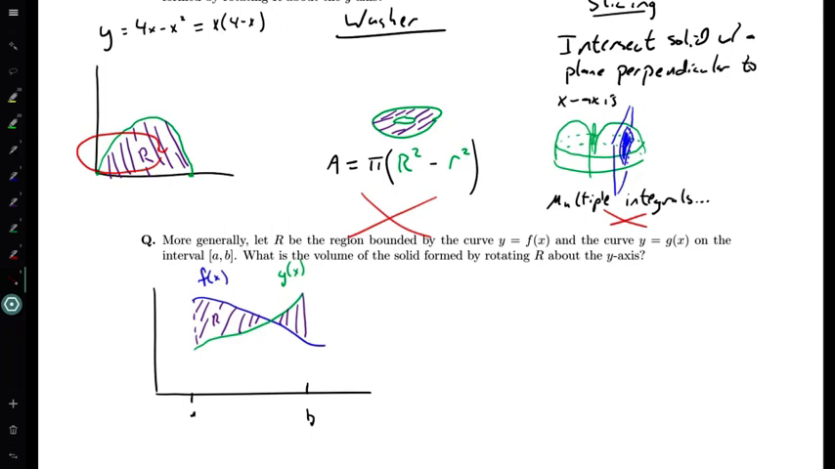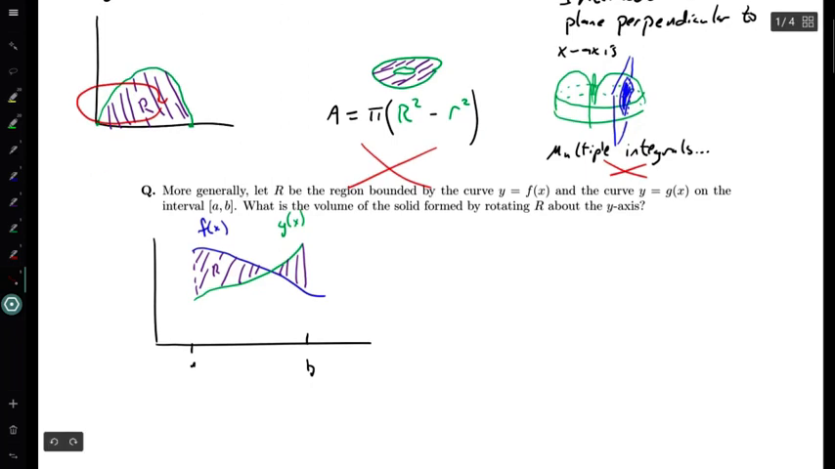But here, I don't want to split this up into horizontal lines. I would much rather think about this region in terms of vertical lines. If I were computing the area of R, I would really want to integrate with respect to x rather than integrating with respect to y. So let's think about what happens if I take one of these vertical slices.